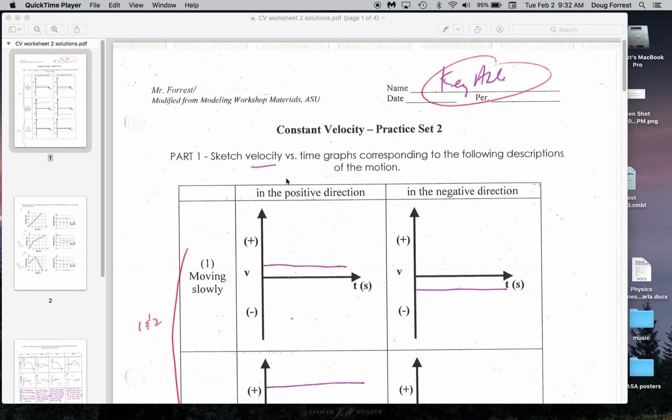I wanted to go over this constant velocity practice set too. When I checked it, some people did a really nice job with this. Others had a lot of misunderstandings. So I'm going to talk through some of these things, and there'll be some questions as an EdPuzzle.